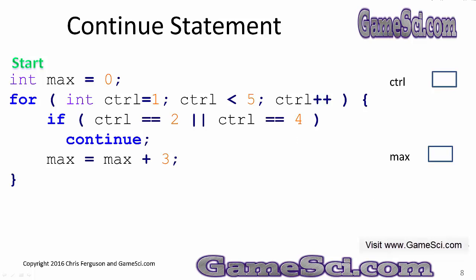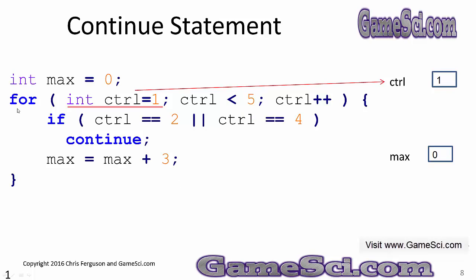To see how it works, let's run through the example code. I'm going to set up a variable called max. It's just going to track something for me. Max is going to have an initial value of 0. Max is not the iteration variable. Max does not control the loop. It's just keeping track of some numbers for me.